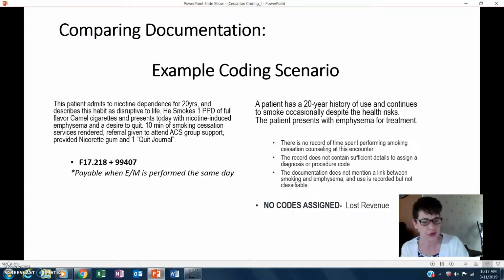So here's the example on the other side of the page, where there are no codes assigned because there's no record of time spent. And remember, if there isn't any recorded time, then you are not able to bill for the service. As well, the physician did not do a good job of linking the condition to the nicotine or qualifying the smoking history or status. So in this case, this provider lost out on at least $15, perhaps more. That adds up if you consider the patient flow, how many patients and how many evaluation and management services you do every day.